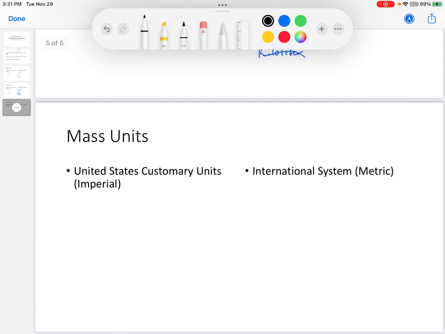The mass units in the U.S. customary units are ounces and pounds, and then tons. In the metric system, generally we have grams, smaller than grams again, decigrams, centigrams, and then milligrams.